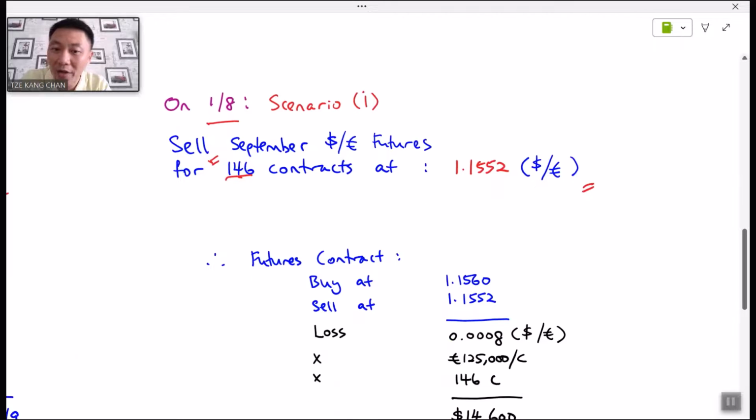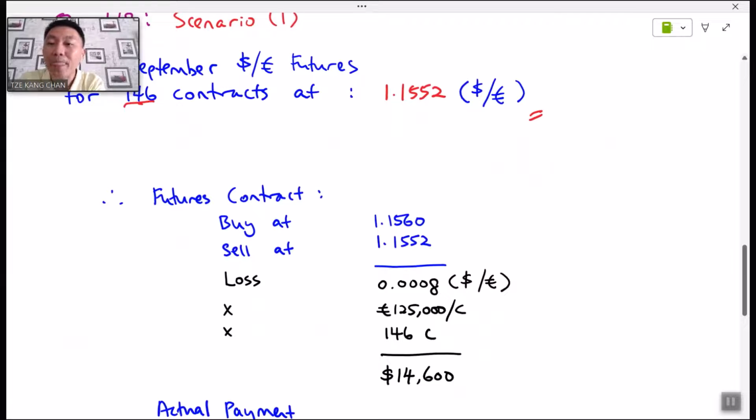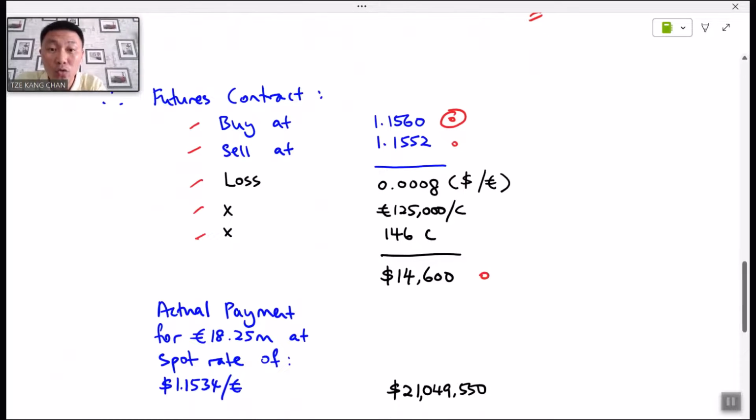So with this reverse order, we will be able to come up with a summary on the trading of the futures contract. Firstly, we bought the future at the price 1.1560. Later, we sell the futures contract at 1.1552. We bought at a higher price comparing to what we sold at. That is clearly a loss making of $0.0008 per euro. Multiplying with the contract size and the number of contracts, that gives rise to the total loss on the futures contract.